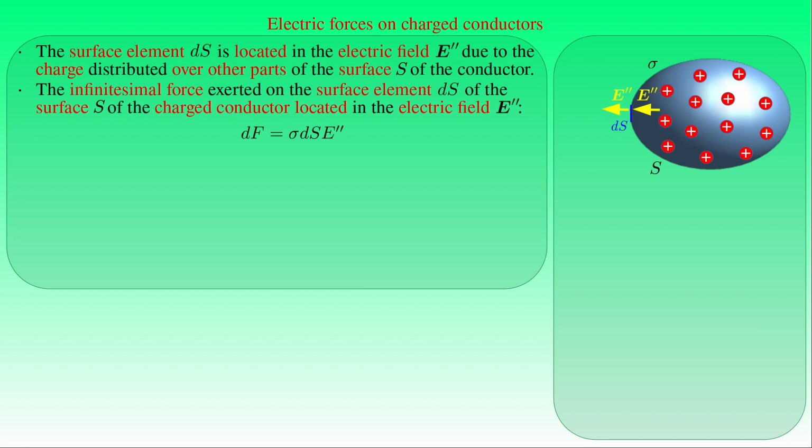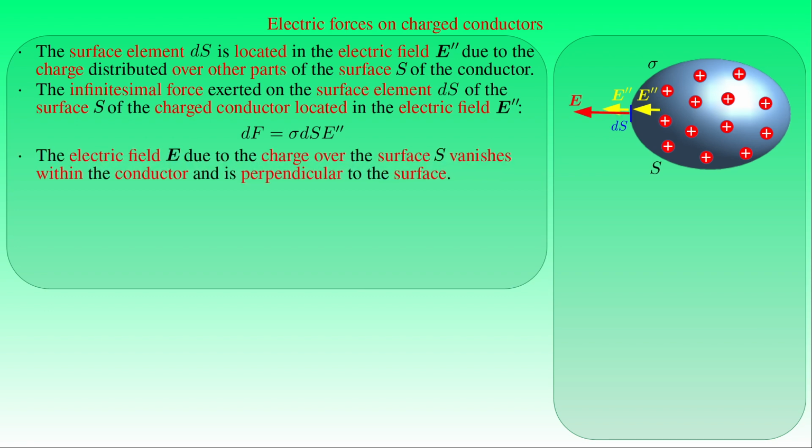We have already shown that the electric field E due to the total charge distributed over the surface S of a conductor vanishes within the conductor and is perpendicular to the surface close to the conductor. Its magnitude at the surface is given by the surface charge density sigma over epsilon naught.